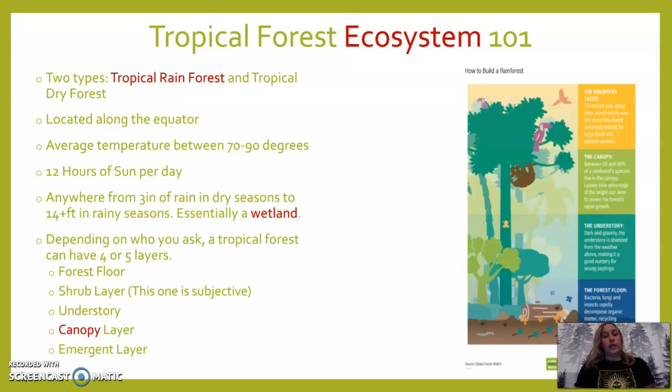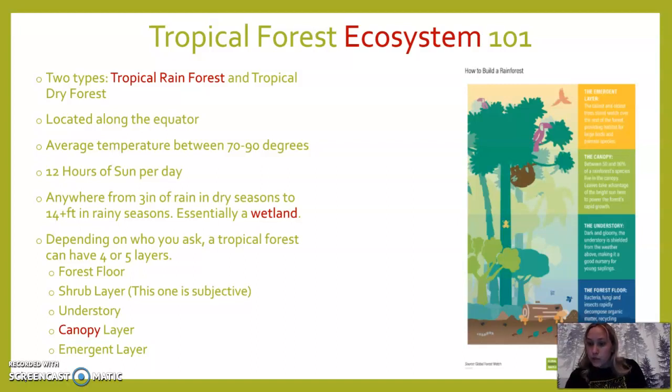Then you have your canopy layer, which is like the tops of your trees, and then you have your emergent layer, which is like the very, very top, going into the sky. And as you can see in my diagram here, your emergent layer, it says, the tallest and oldest trees stand watch over the forest, providing habitat for large birds and primate species.